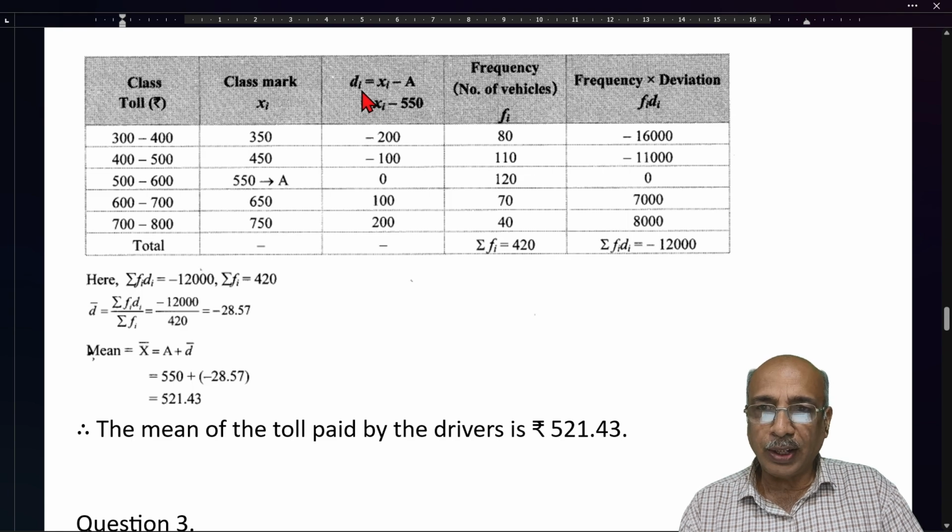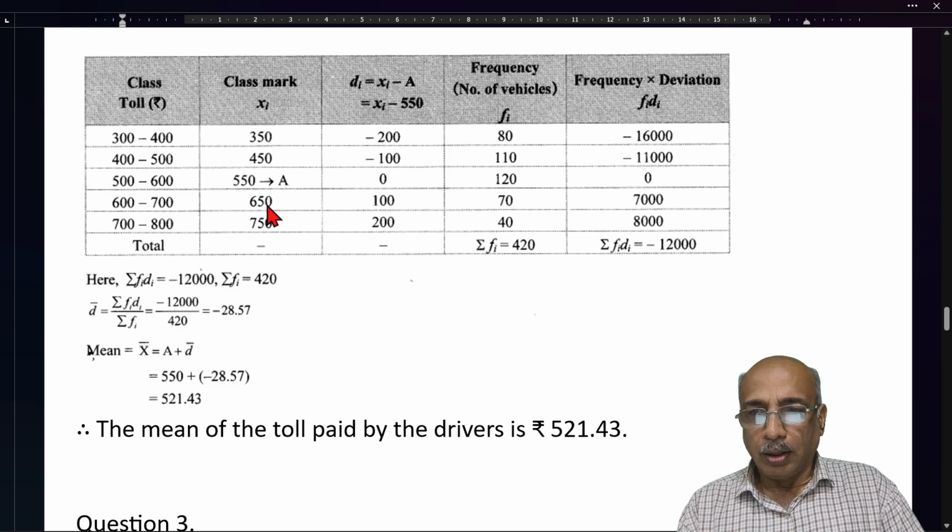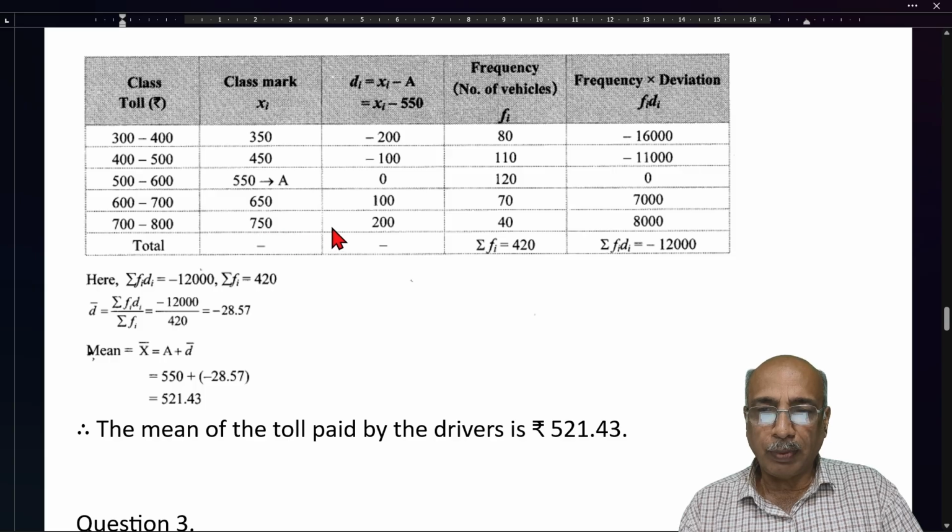In the assumed mean method, you know that we have to find out the di. di is nothing but deviation. Deviation equals xi minus A. So 550 is A. So 550 minus 550 will be 0. 450 minus 550 will be minus 100. 350 minus 550 equals minus 200. Here 650 minus 550 will be 100. 750 minus 550 will be 200.